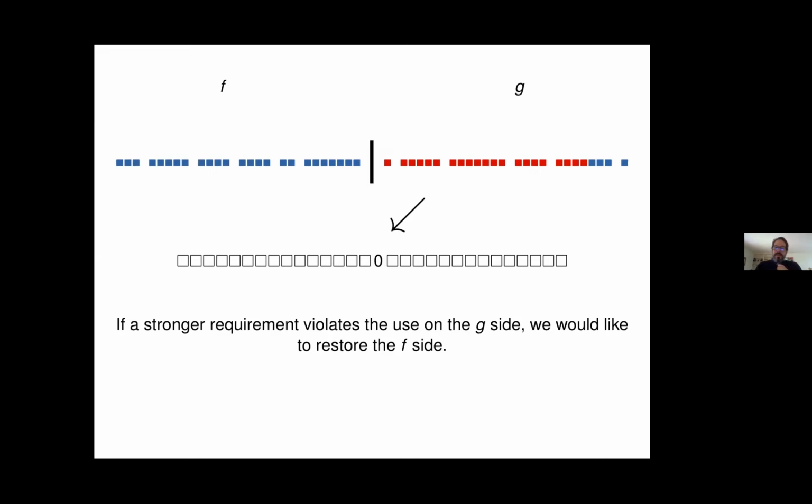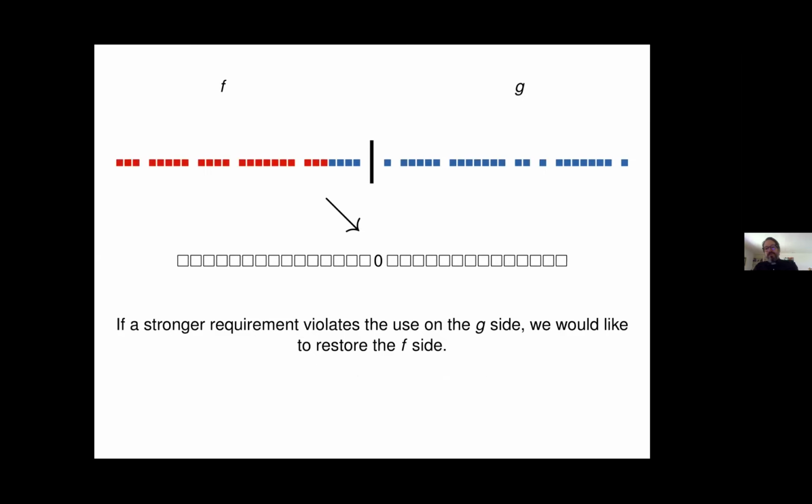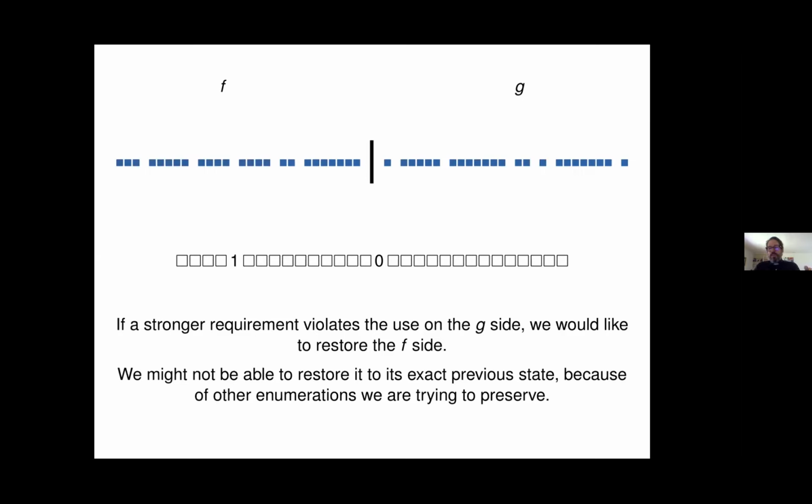So a stronger requirement might want to violate the use on the G side. And what we would like to do is restore the F side. That's fine as far as the requirement that destroyed the F side. It now gets injured, but it got injured by a stronger requirement. That's fine. So we would like to restore. So notice that on the F side, there's like 5 holes now. The thing on the G side goes away. So we would like to restore the thing with 4 holes on the F side. Believe me, this is what it was in the previous state. Okay, so that would be great. However, we might not be able to restore it to this previous state because of other enumerations. After all, we're monitoring only one thing, but obviously there might be some other values. For example, notice this 1 here. That might be another thing that we're trying to preserve, right?